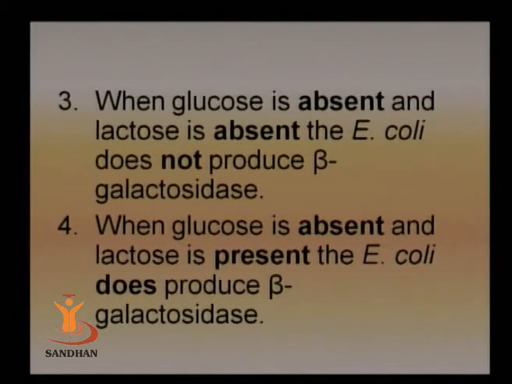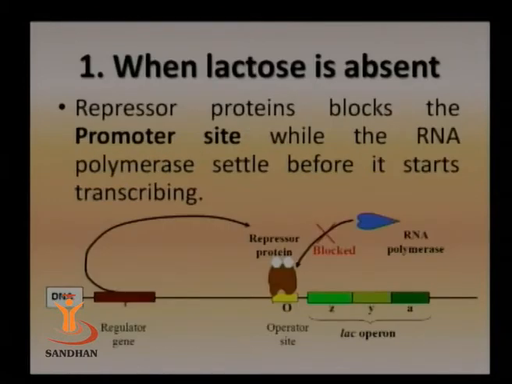But in the fourth situation, in the environmental condition when glucose is absent and lactose is present, the E. coli is going to synthesize the beta-galactosidase enzyme. Why? The reason is that there is no alternative for the cell. No monosaccharide is available, so it has to use the lactose, and so it has to switch on the Lac Operon.